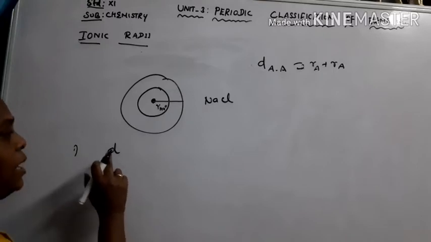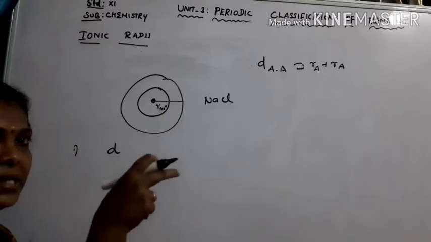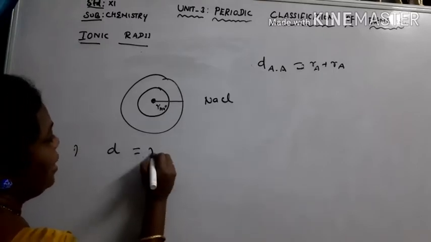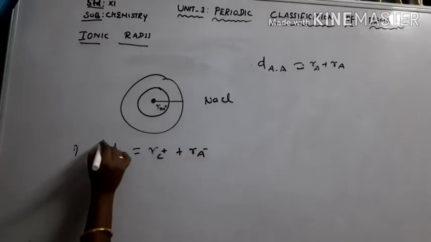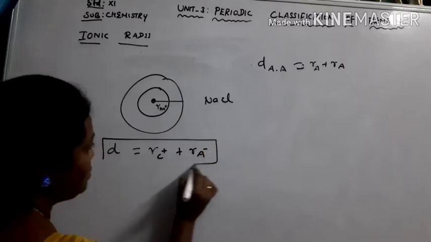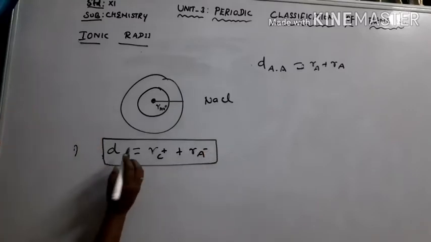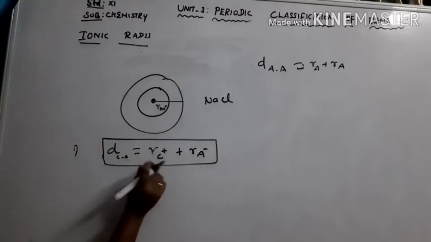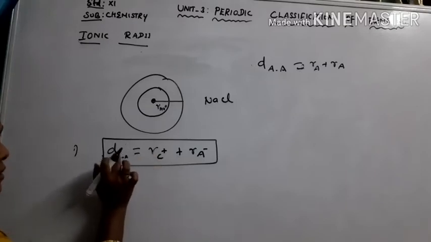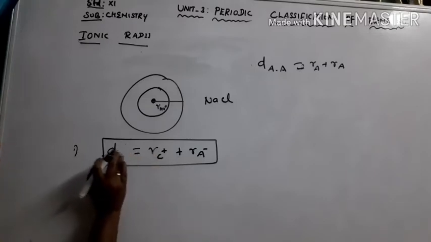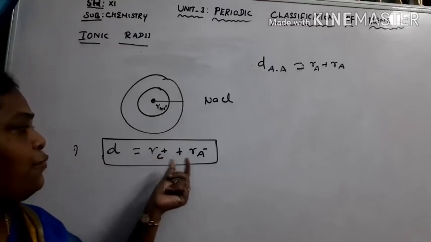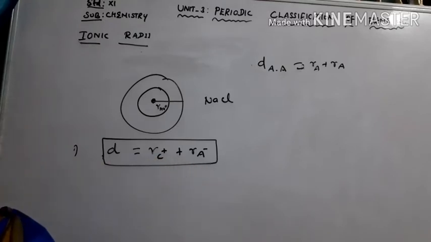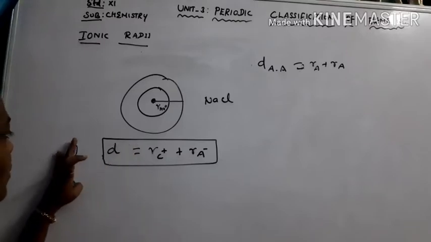The interatomic distance between the two ions, anion as well as cation, is equal to the radius of the cation plus the radius of the anion. According to Pauling's method, the interatomic distance between the cation and anion is equal to, here we have to indicate plus and minus, but we have written only simple D, the sum of the radius of the cation as well as the radius of the anion. This is the first point. The next one.